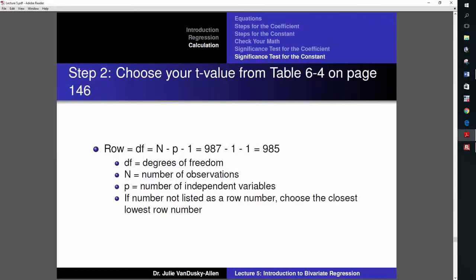Now we need to find the t-value from table 6.4. This is similar to what we did before. We look for the t-score that intersects our degrees of freedom row and our significance column. Our degrees of freedom, df, are the number of observations n minus the number of independent variables p minus 1. Recall that I had 987 observations in my analysis, and I had one independent variable. So 987 minus 1 is 985. So I look in the table under the degrees of freedom column for the 985 row. If the number is not listed, which we know it isn't from earlier in the lecture, I choose the next lowest number, and we know that that next lowest number was the 120 row.